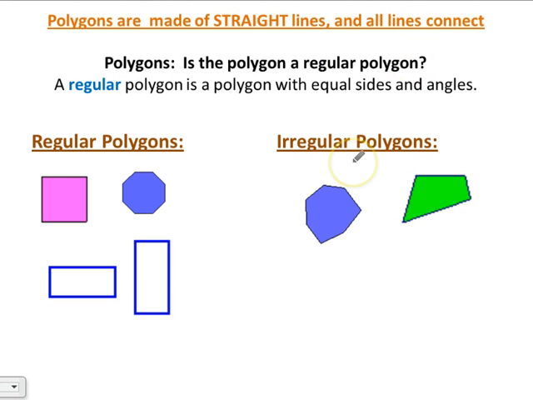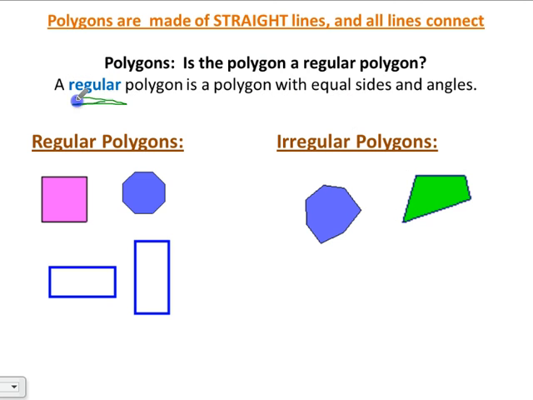I did just want to really quickly do a little intro to polygons, which is Unit 3, Session 3. A polygon is any shape that has all closed sides. So all lines connect. It's made of all straight lines. You can see some examples of polygons. These are all examples. They've got all straight lines and all the lines connect. There are no gaping holes.